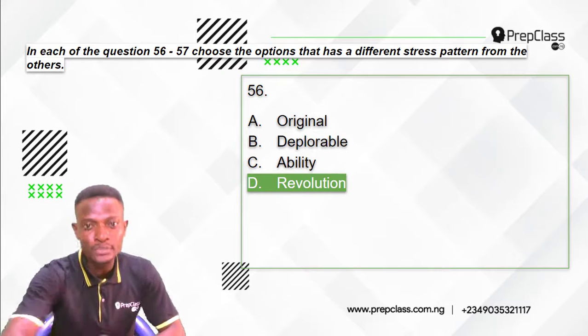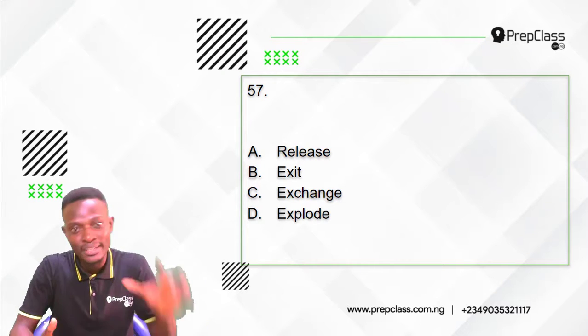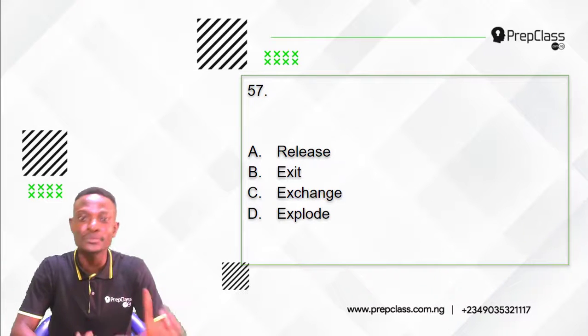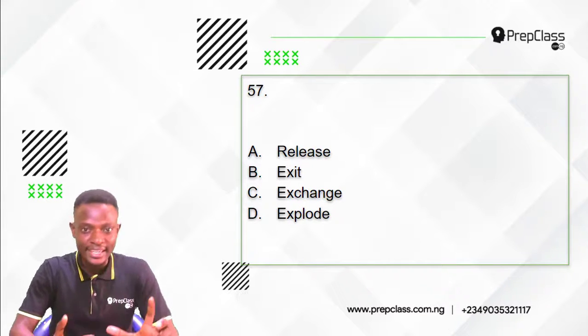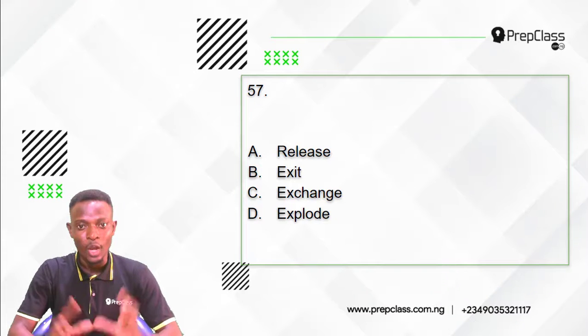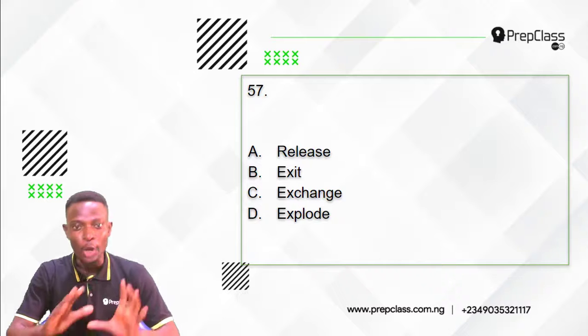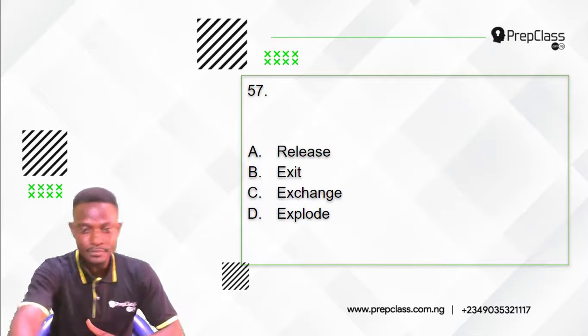Alright, moving on to the next question, question 57. Remember, we have to select the option that has a different stress pattern from the others. Option A, release. Option B, exit. Option C, exchange. Option D, explode.